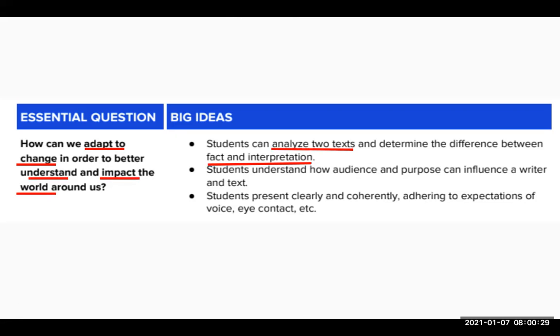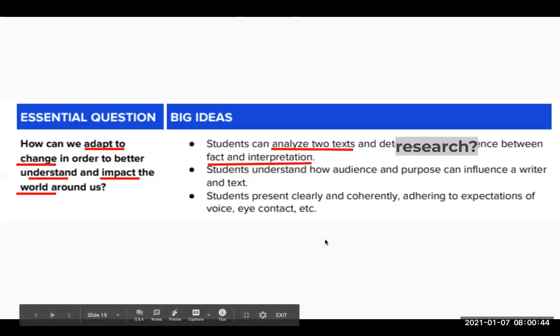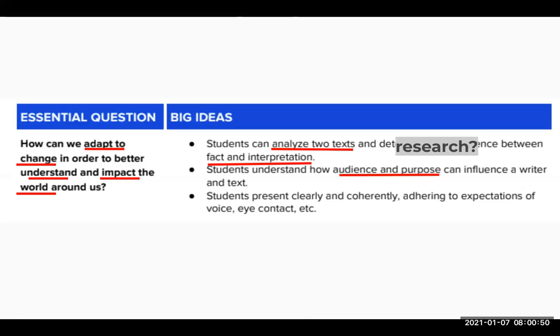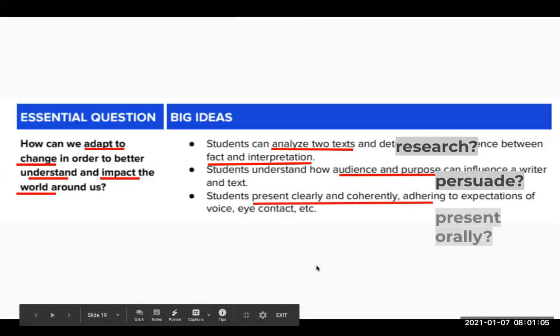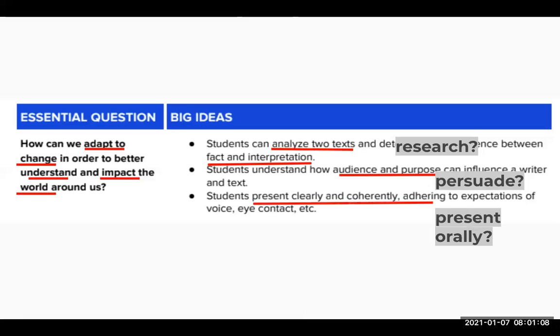As I move into the big ideas, they need to be analyzing 2 texts or more and determining the difference between fact and interpretation. So I'm thinking, do they need to be looking at some research? Do they need to be analyzing tone and bias in news sources? There must be a research component to this summative task. They also need to understand how audience and purpose can influence a writer and text. So this sounds like persuasion, right? They need to not only argue for a change based on some research, but they need to persuade others as well because they need to tailor it to a specific audience. And then the last big idea is that they present clearly and coherently. So there must be some kind of oral presentation involved within this whole concept.